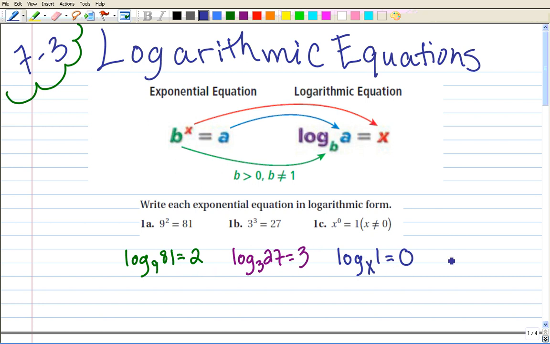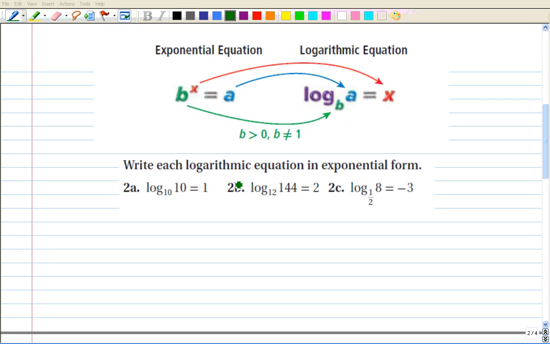Now let's look at switching them the other direction. So on example 2a, we have log base 10 of 10 equals 1. So if my base is 10 and my log is equal to my exponent of 1, that will be equal to 10. And I always check, does this thing make sense? Is 10 to the first power equal to 10? Well, that's true, so we did a good job there.